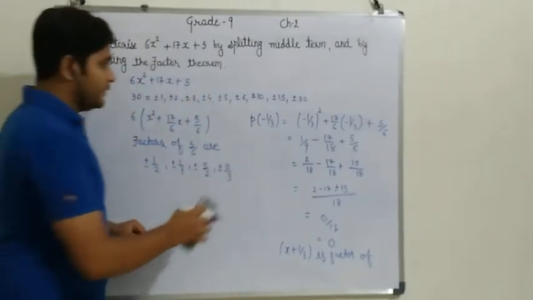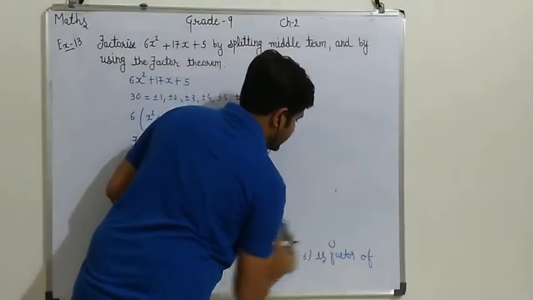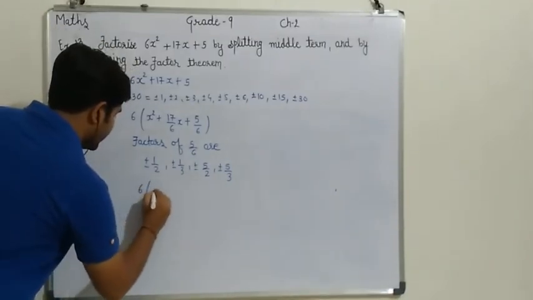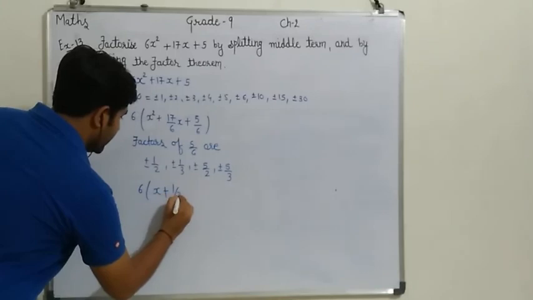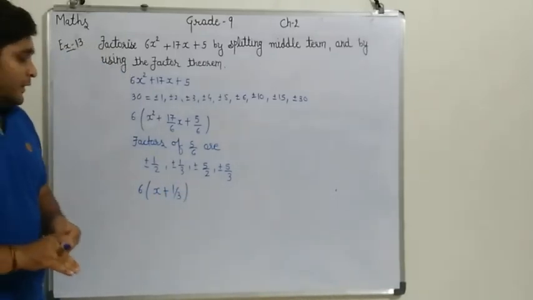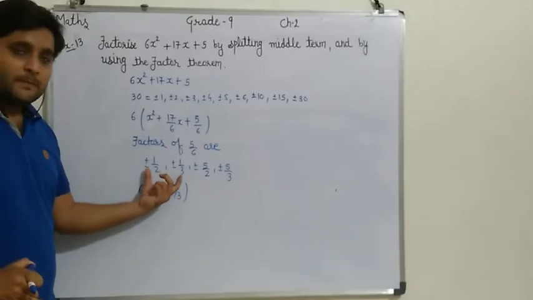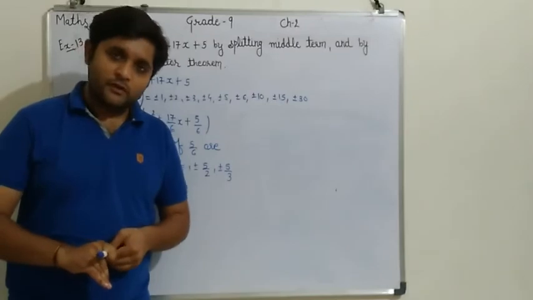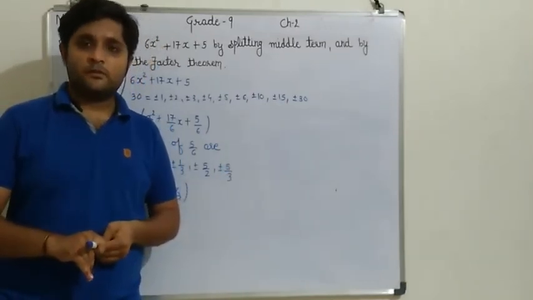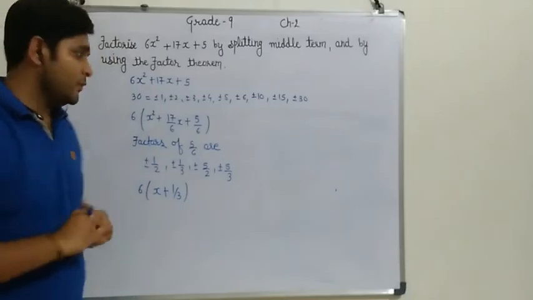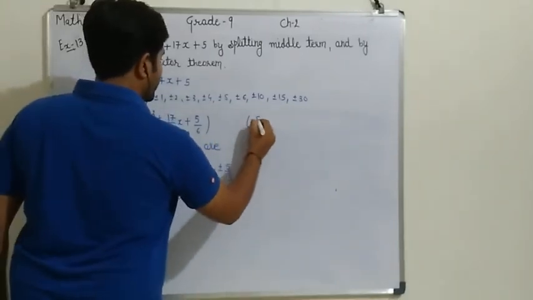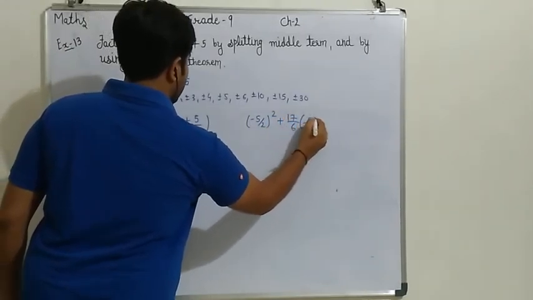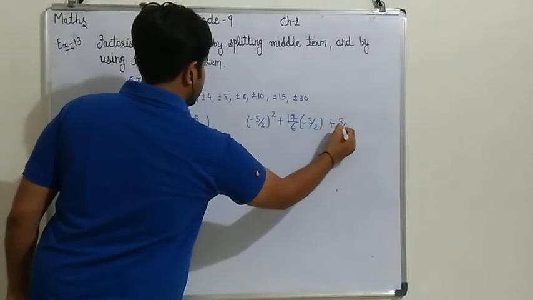So one factor we already found: x plus 1 by 3 is a factor of the polynomial. Now let me find another factor. Now plus minus 1 by 2, plus minus 1 by 3 finished. Now plus 5 by 2. Friend, if you do it for plus 5 by 2, we already see that it is not 0. So let me see directly for minus 5 by 2. Minus 5 by 2 square plus 17 by 6 times minus 5 by 2 plus 5 by 6.